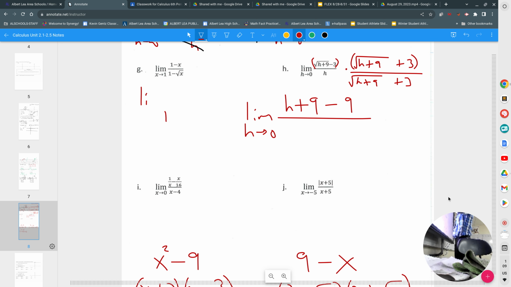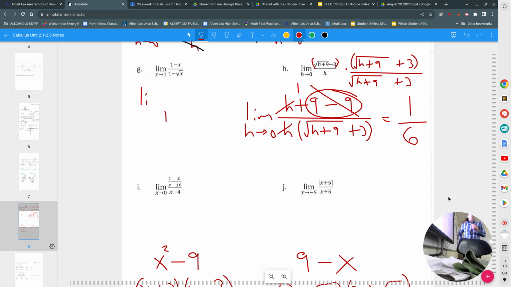Notice in the denominator you have this h, and then it will be multiplied by this entire set. So the denominator does look a little bit gross. I have the square root of h plus 9, and then a plus 3. Okay. So, 9 minus 9 gives me 0. And then, notice what happens with the h's. What will happen with the h's? They'll divide off, leaving me with a 1 on the top. And in the denominator, as you plug in your 0, 0 plus 9 is 9, the square root is 3, plus 3 is 6. So the limit is 1/6. Okay. Not too bad?